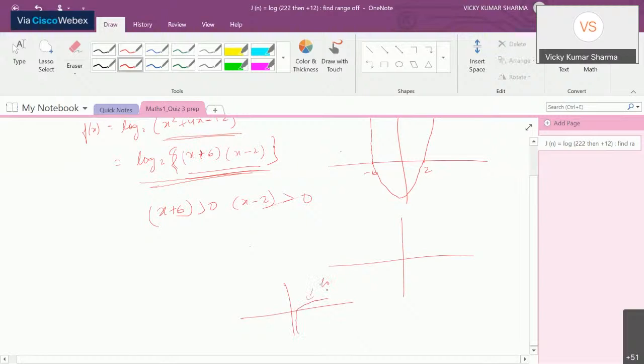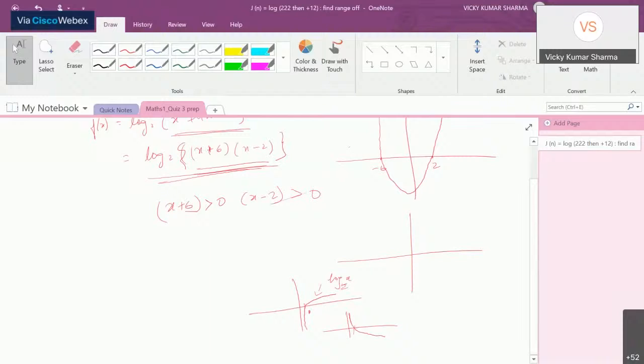If it is log x, let's say to the base 10 or 2 or anything, if it is greater than 1, this is how it is going to look. If it is lesser than 1, then the graph would look something like this. But in both cases, it will pass through 1. So now here x plus 6 is greater than 0 and x minus 2 is greater than 0. These are the two conditions given.